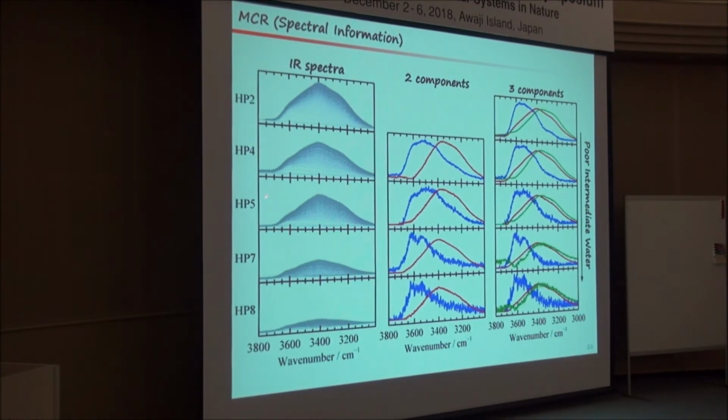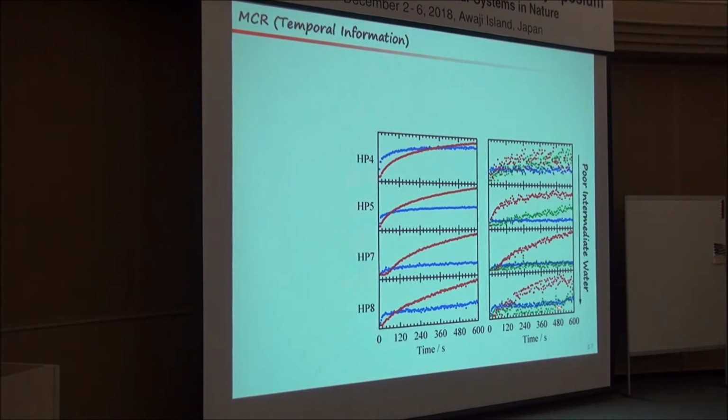In the case of 4 and 5, the result is similar to the PMEA. However, with a larger number of carbons in the main chain, the spectral shape becomes almost 2 components. It means that the third contribution becomes similar to the second contribution. It means there is less intermediate water content in such a longer main chain. Also, in the MCR result, the intensity of the third component becomes 0 in the case of the longer main chain. It means less intermediate water content at the higher carbon number polymer.